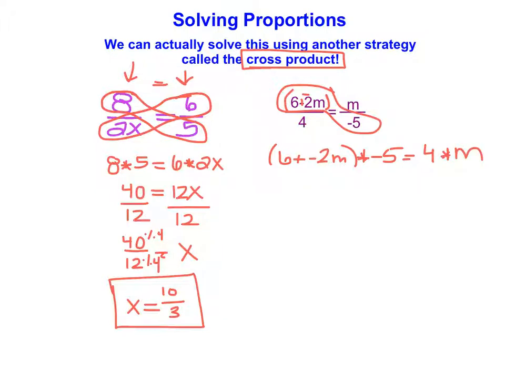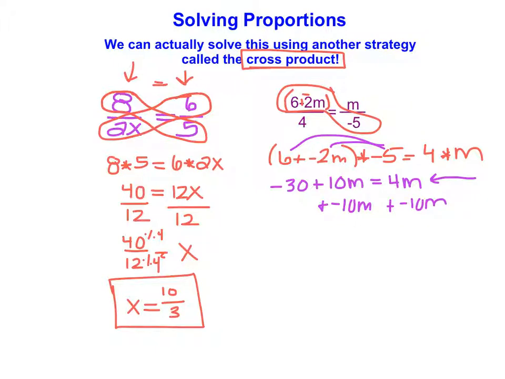And then from here, what I note is that I have a set of parentheses here, and I need to distribute. So negative 5 times 6 is negative 30. Plus negative 5 times negative 2 is 10m, which is equal to 4m. Then I note that both sides of the equation are fully simplified, so now I can start solving for m. I also note that the 4 is by itself over here, so I'm going to move the 10m over by adding a negative 10m or subtracting 10m from each side.